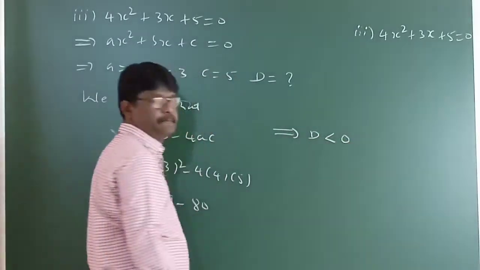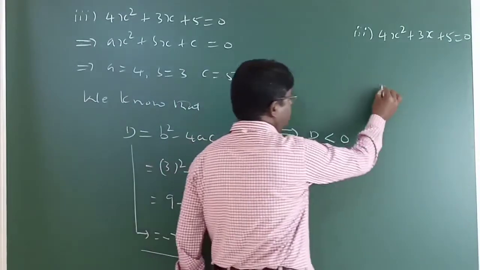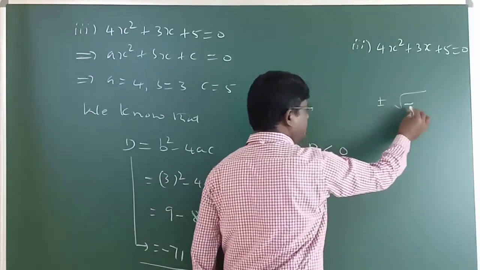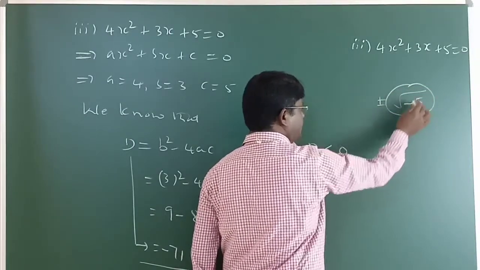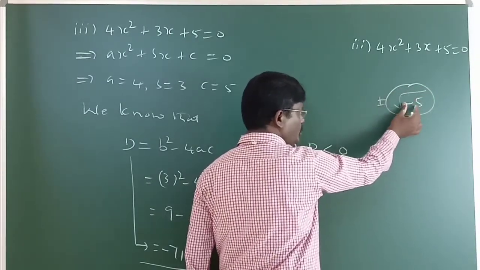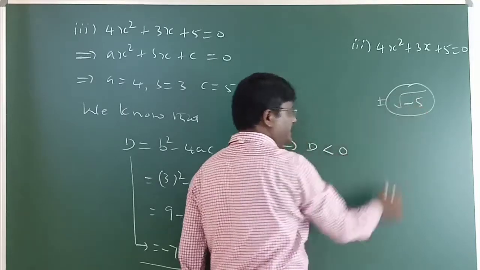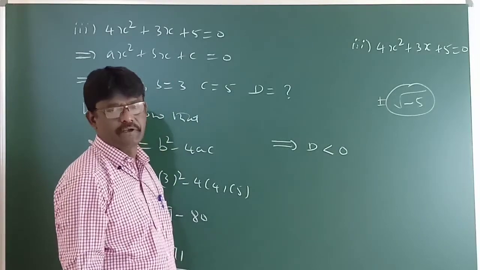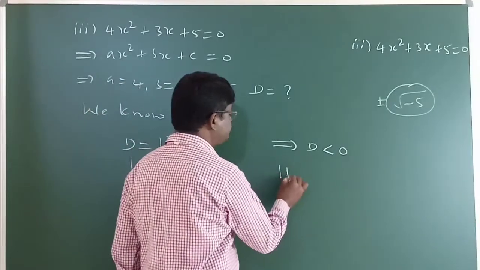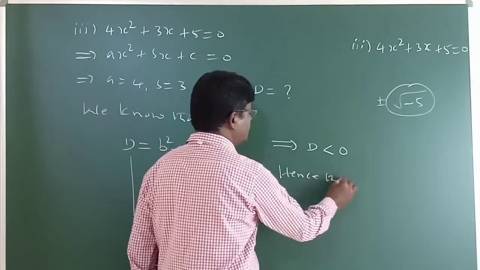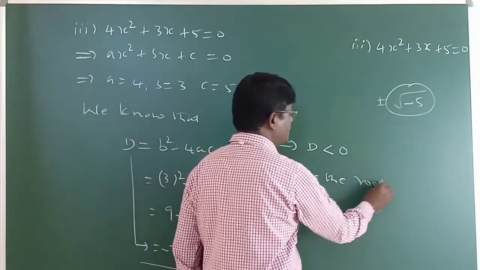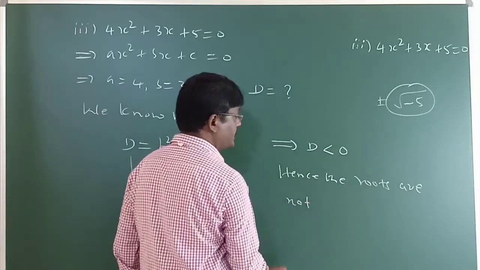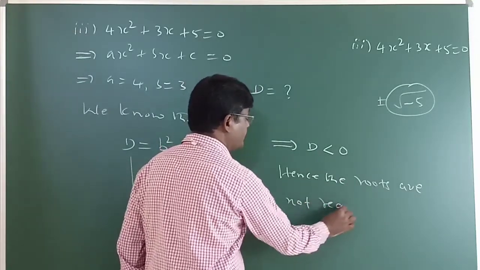Hence children, we know plus or minus within that, if b square minus 4ac is negative, then the square root of a negative number means what type of nature? The roots are not real. Hence the roots are not real.